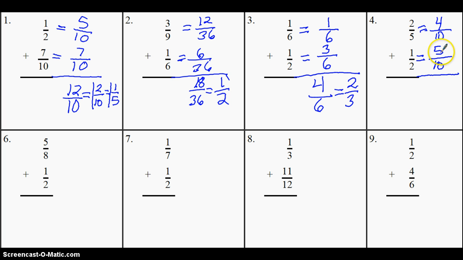So 4 plus 5 gives me 9, and I just bring my denominator 10 down. Now this one, 9 over 10, I do not have any common factors other than 1, so it is already in simplest form. I think I'll go ahead and do just one more.